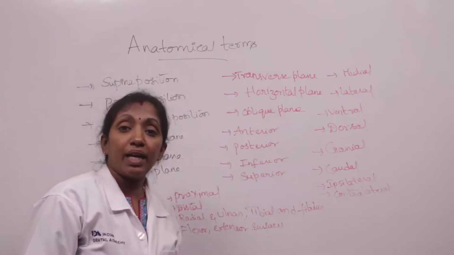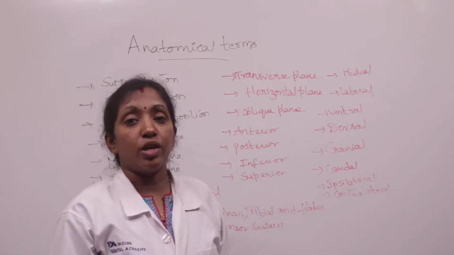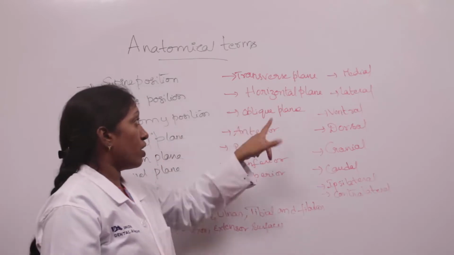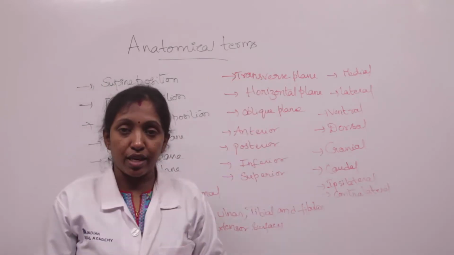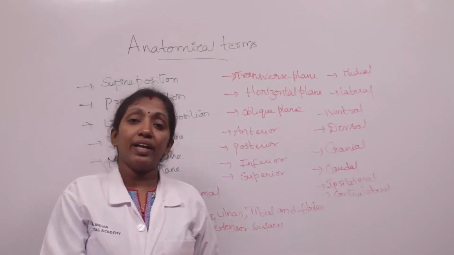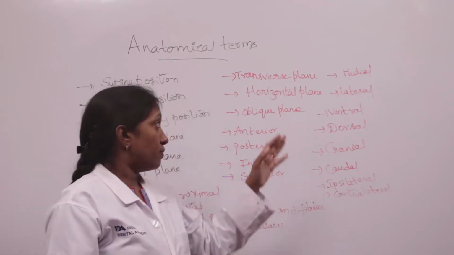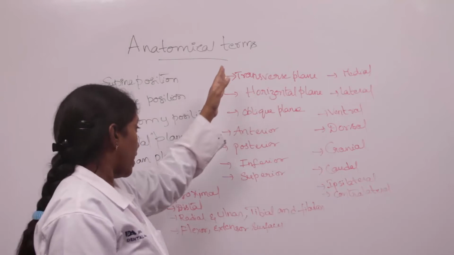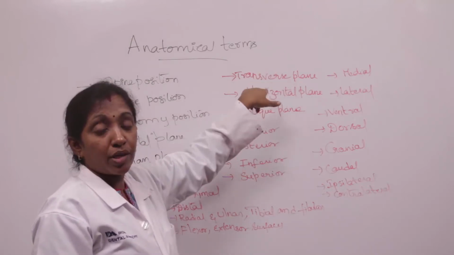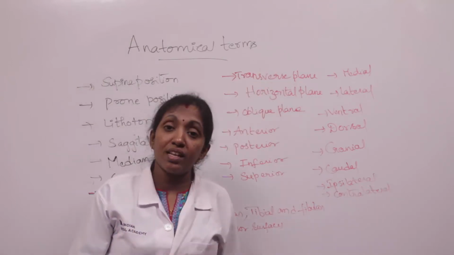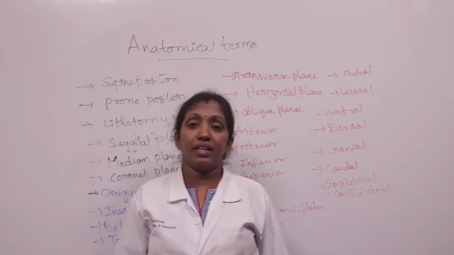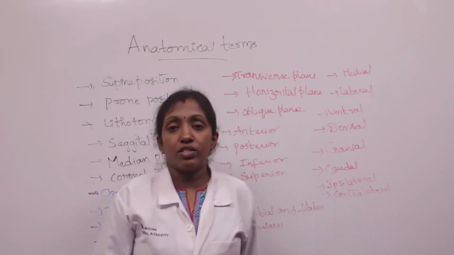Oblique plane means any plane other than the above mentioned planes. It is not the horizontal plane, transverse plane, or sagittal plane. The above mentioned planes are the horizontal plane, transverse plane, sagittal plane, coronal plane, and median plane. Any plane other than those is the oblique plane.